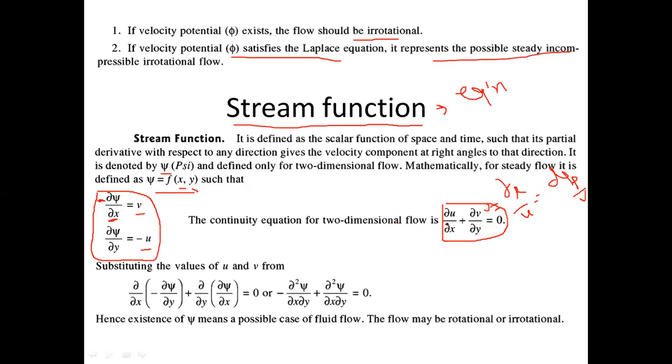Now to satisfy this equation, what is the value of u in terms of psi? The value of u in terms of psi will be minus d psi by dy. Similarly, the value of v in terms of psi will be d psi by dx. If you substitute these two values in the equation, del by del x of minus del psi by del y, plus del by del y of del psi by del x, if you solve them, you will get equal to 0.